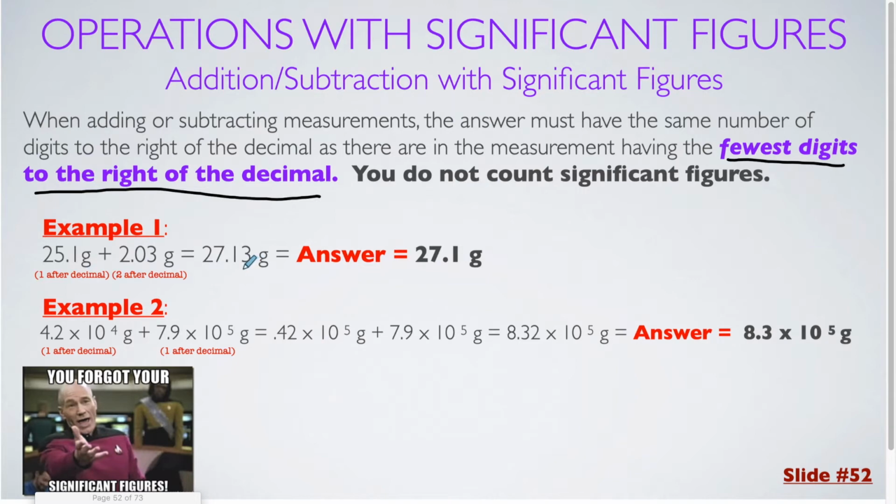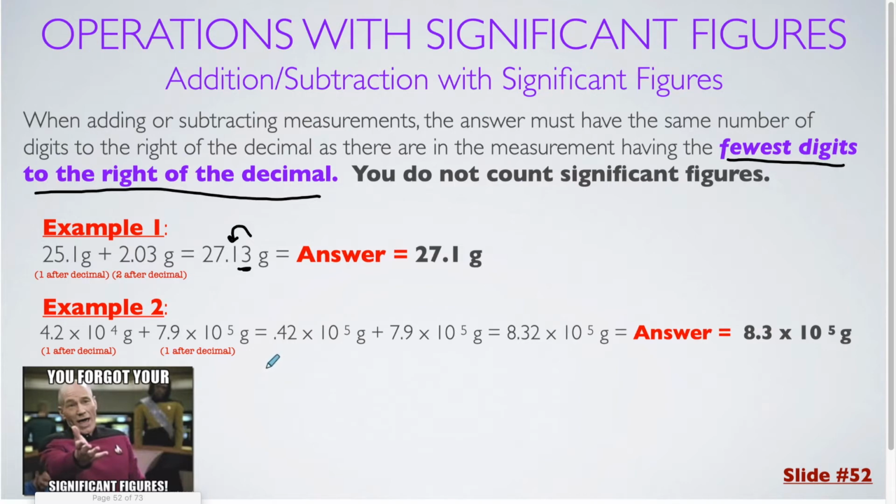So I look one past that. I look to the 3. And then I have to determine if that 3 is large enough to round up my 1. Our rule for this is it has to be 5 or higher. So since 3 is not enough to round up the 1, it simply gets cut off. And we end up with 27.1 as our final answer.